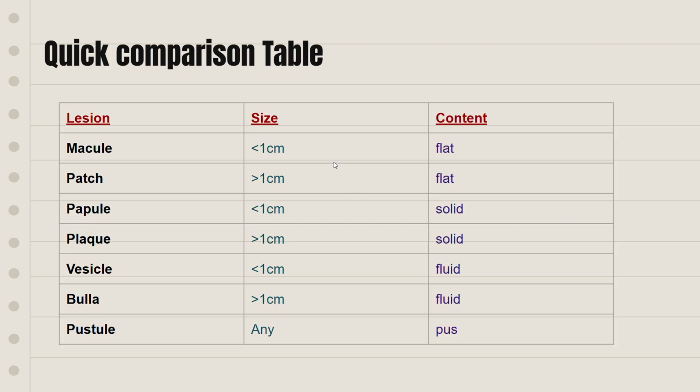Now let us quickly revise everything. The macule and patch are the flat lesions, the papule, the plaque, and the nodule are the solid raised lesions. The vesicle and bulla are the fluid-filled lesions, and the pustule contains the pus. Wheal is transient.